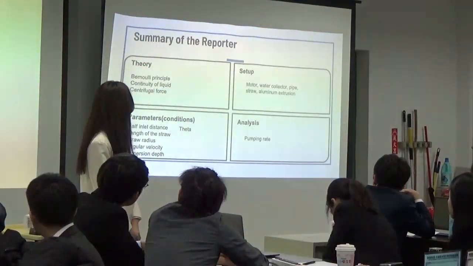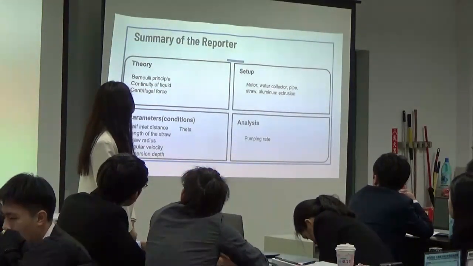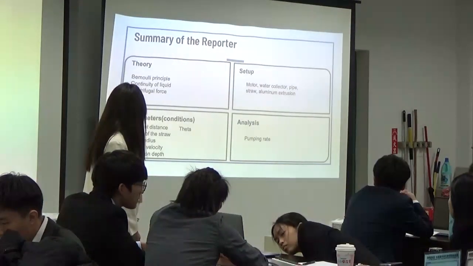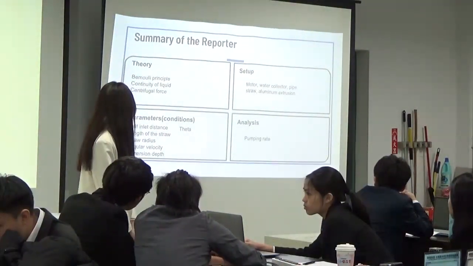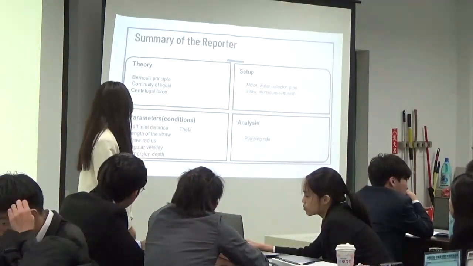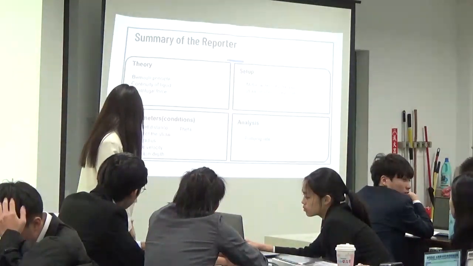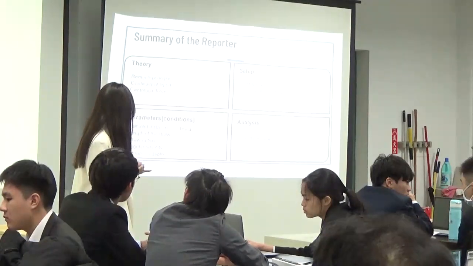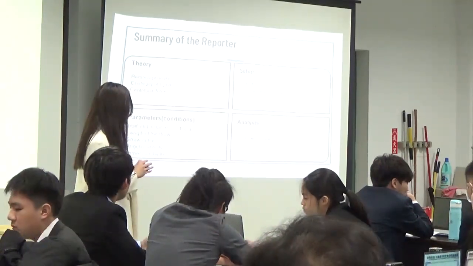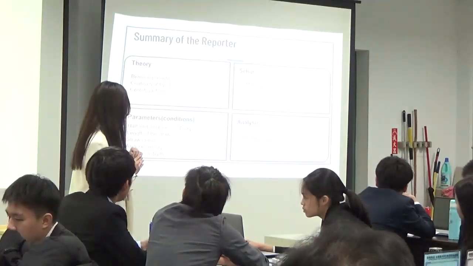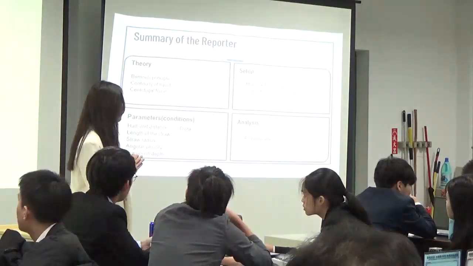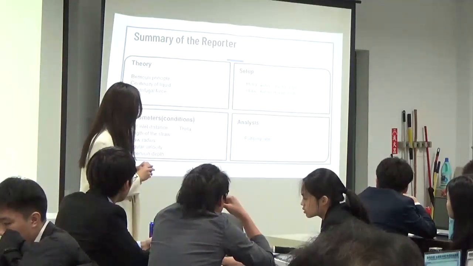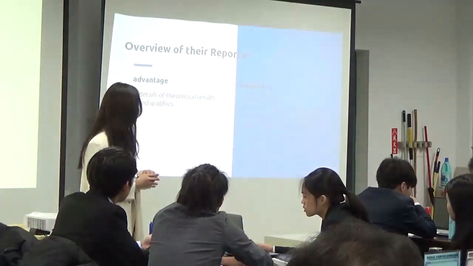Here is a summary of the report. First, they set up a motor, water collector, pipe, and straw, with their parameters: the tapping index distance, the straw's radius, the angular velocity, and the immersion depth, which will be positively correlated with the pumping speed, and theta, which will be negatively correlated with the pumping speed.